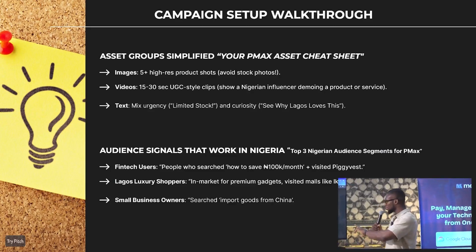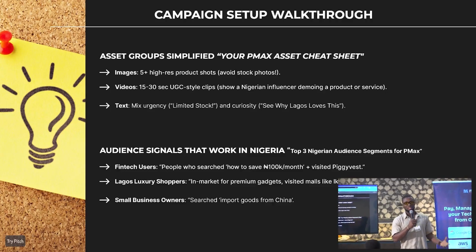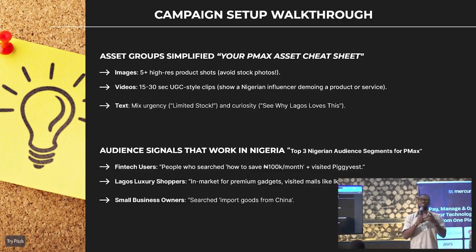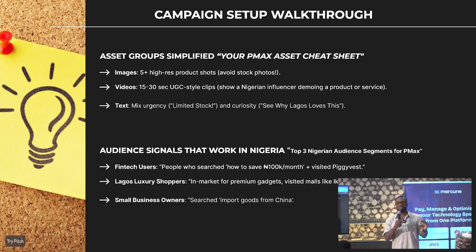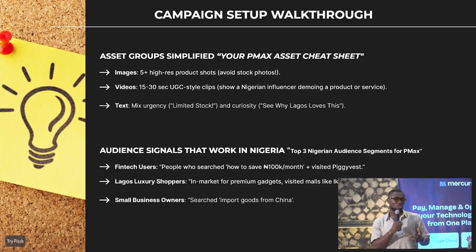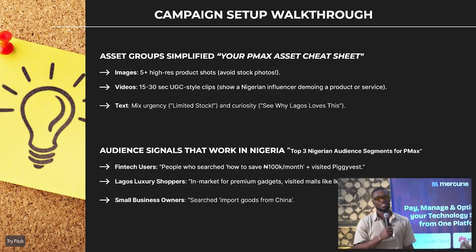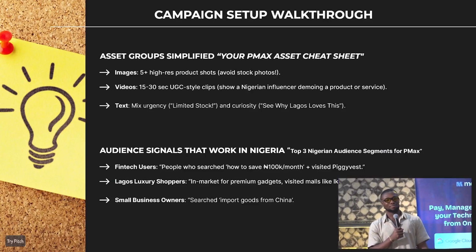So for graphics, right, high resolution graphics, if you want to use graphics for your Google ads, as much as possible, I see people doing this a lot. Don't use stock images as much as possible. If you must use stock images, let them be localized. Now you're selling something to somebody in Lagos and the person in your graphics is looking like a white man. How now? How do you want that to work?